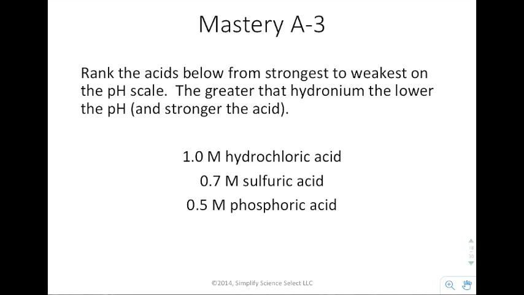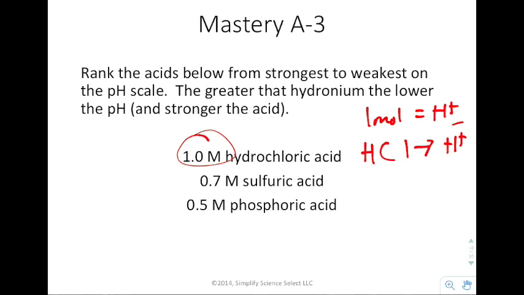Next it says rank the acids below from the strongest to weakest on the pH scale. The greater the hydronium, the lower the pH, the stronger the acid. So first we have 1 molar HCl, which means I have 1 mole of H's, because remember, this will dissociate completely.